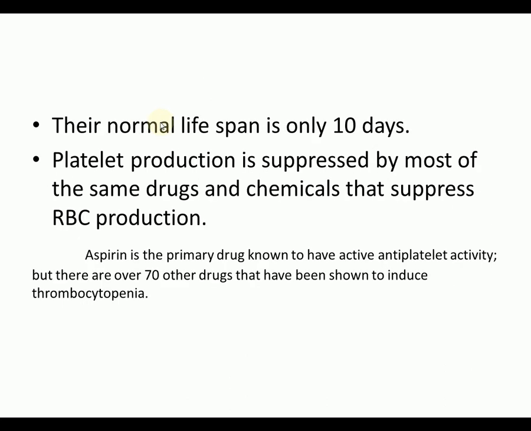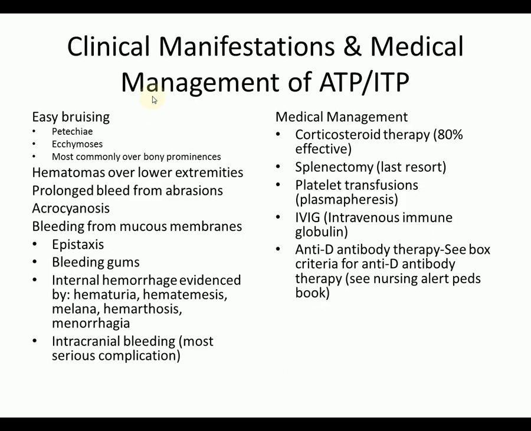Their normal lifespan is only 10 days. Platelet production is suppressed by most of the same drugs and chemicals that suppress the red blood cell production. Aspirin is a primary drug known to have active antiplatelet activity, but there are over 70 other drugs that have been shown to induce thrombocytopenia. Clinical manifestations and medical management of idiopathic thrombocytopenia.